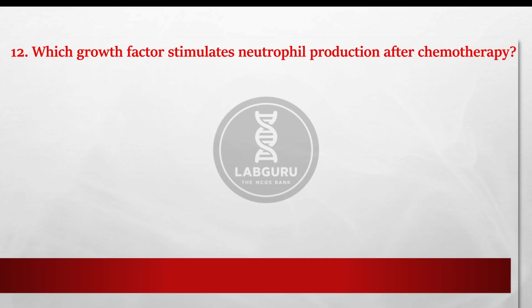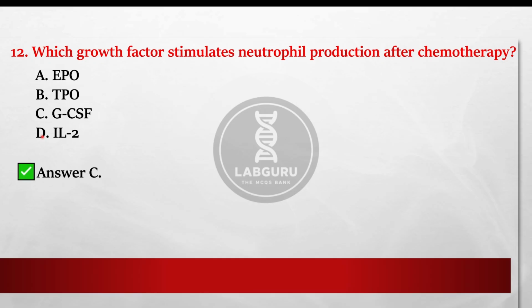Question number 12. Which growth factor stimulates neutrophil production after chemotherapy? Here the options are option A is EPO, that's erythropoietin, option B TPO, thrombopoietin, option C G-CSF, that is granulocyte colony stimulating factor, and option D is IL-2, interleukin 2. So what is the right answer? Here the right answer is option C, that is granulocyte colony stimulating factor, by binding to a specific receptor on bone marrow.